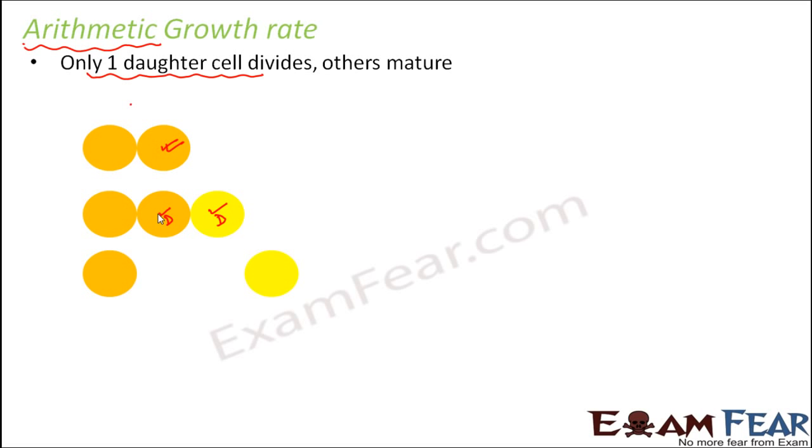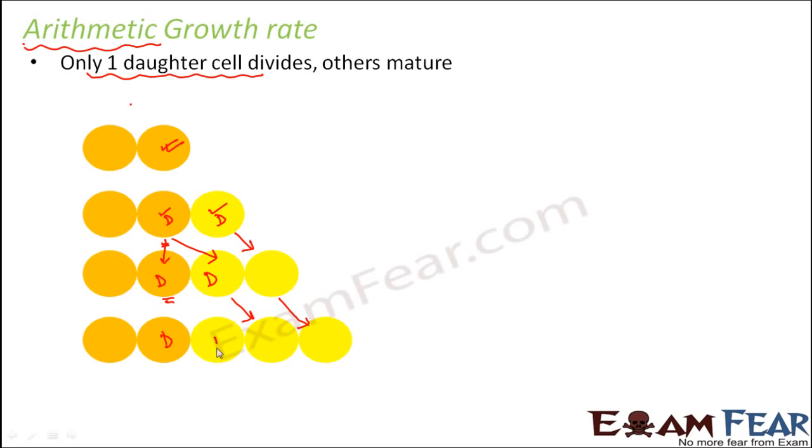So in the next step, what will happen? Now this daughter cell is as it is. It has not divided. It is differentiating. But this one will divide further into two daughter cells. This is one, this is another. Again, in this case, one daughter cell will divide and the other one will keep on differentiating. So this one will divide further to form two daughter cells. Right? So you understand the process.